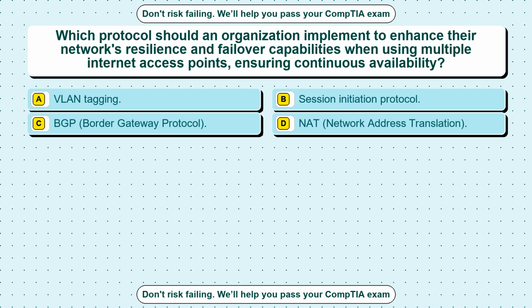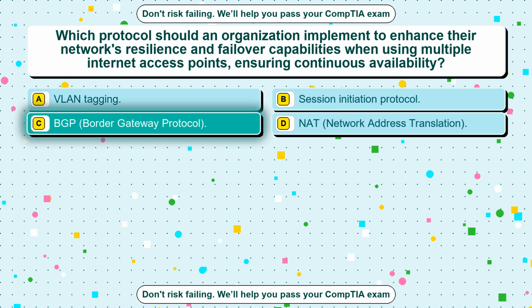Question 3. Which protocol should an organization implement to enhance their network's resilience and failover capabilities when using multiple internet access points, ensuring continuous availability? Option A, VLAN tagging. Option B, Session Initiation Protocol. Option C, BGP, Border Gateway Protocol. Option D, NAT, Network Address Translation.